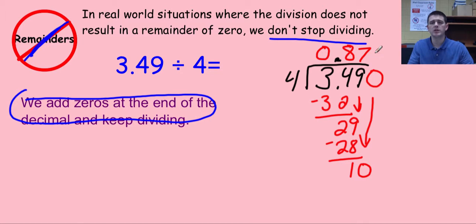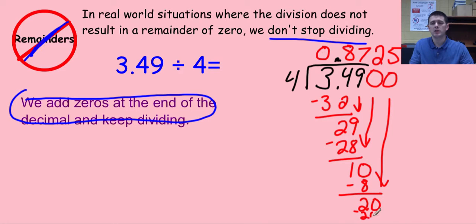4 goes into 10 2 times. 2 times 4 is 8. Subtract, I get 2. So I'm still not done. So I kick in another 0. Bring it down and keep dividing. 4 goes into 20 5 times. 5 times 4 is 20. I'm hitting the bottom of the screen, but here we finally get 0 left over. So there was no more numbers to bring down, and we were left with 0 at the end, so we are done. 4 goes into 3.49 is 0.8725 for an answer.